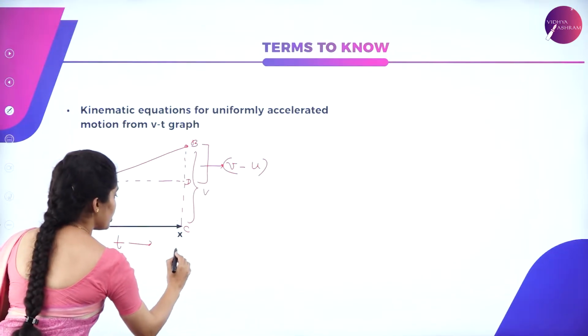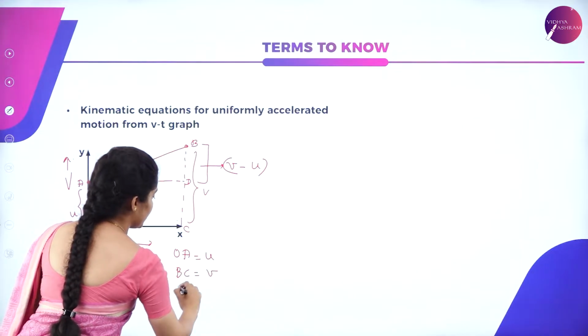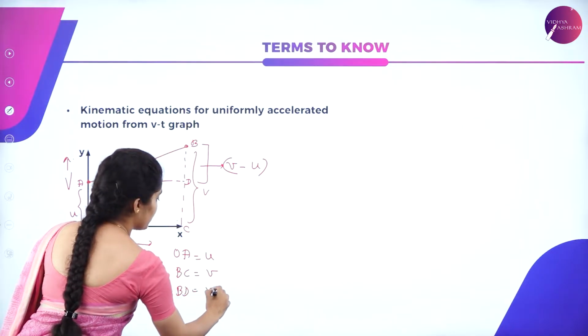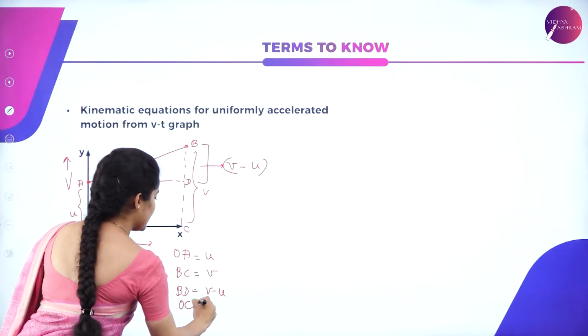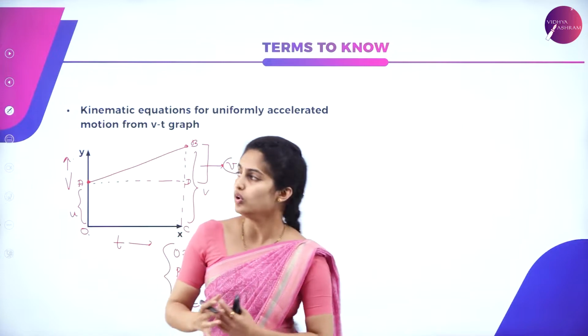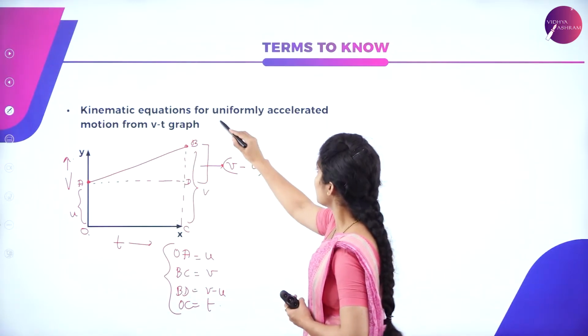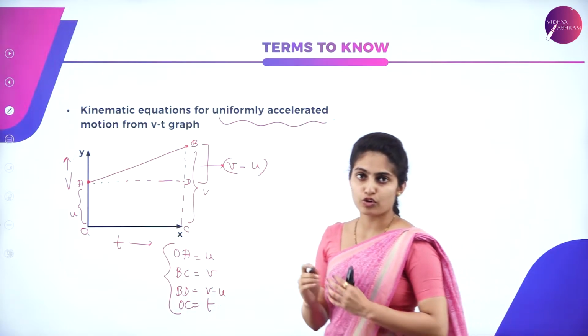So you know that OA is nothing but U, BC is nothing but V, BD is nothing but V minus U, and OC is nothing but T. So these are the terms or components you need to know under the graphical representation of the velocity time graph in a uniformly accelerated motion of a particle.